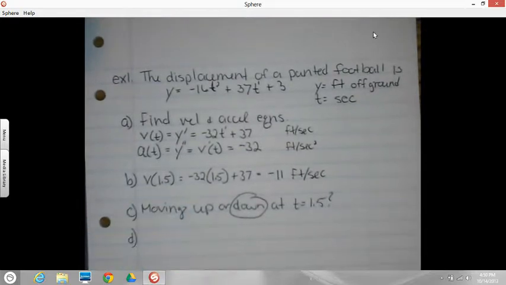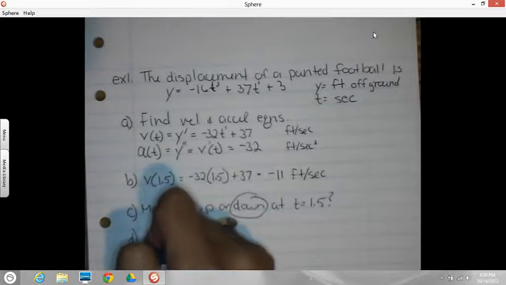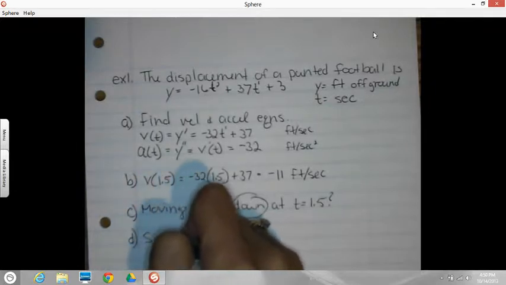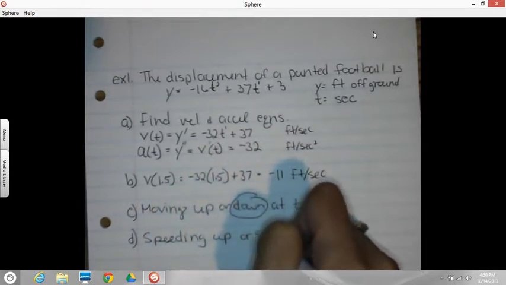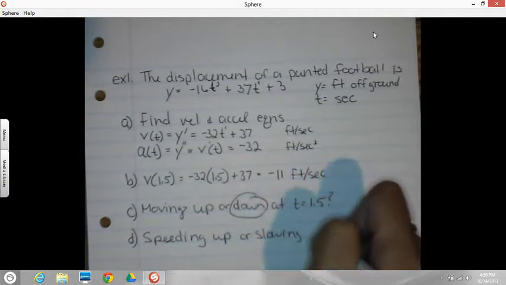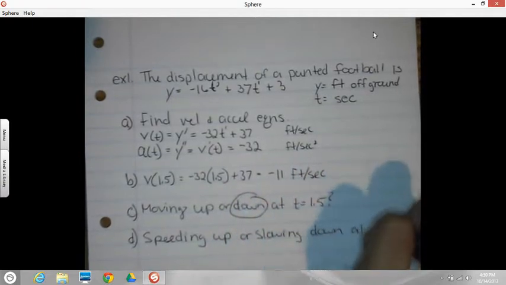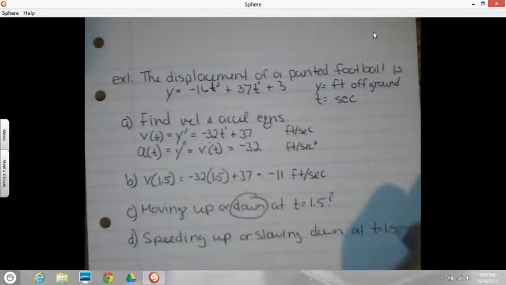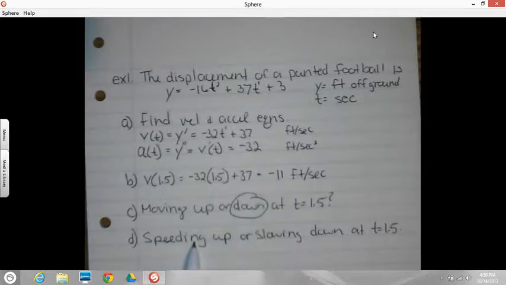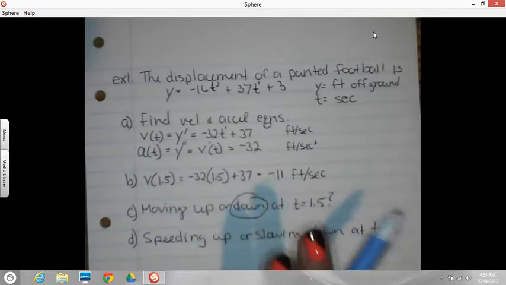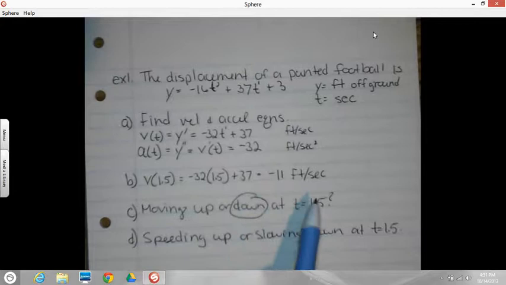Now, is the ball speeding up or slowing down at 1.5? Now remember, this negative here doesn't tell you it's slowing down, it tells you that the direction of it's coming down. So I told you on the other page there that speeding up and slowing down depends on two things. You need to know what the sign of the velocity is, which we've got, and you need to know what the sign of the acceleration is.